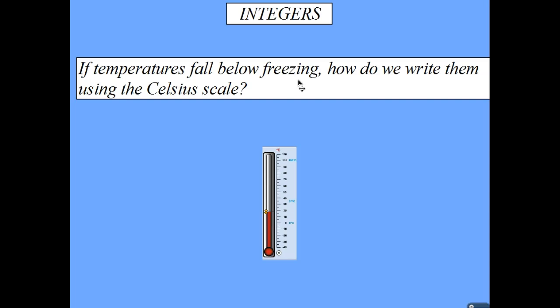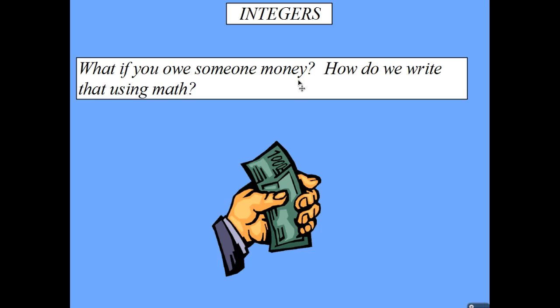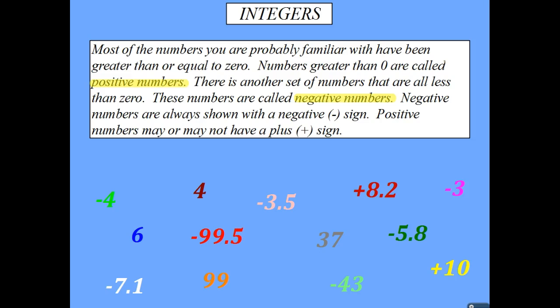A couple questions to think about. First, out there in the real world or outside of the classroom, and this applies to the Chicagoland area here: if temperatures fall below freezing, how do we write them using a Celsius scale? And in this case, how do we even write them in degrees Fahrenheit? You see a picture of a thermometer there, and think about that. And then what about if you owe someone money? How do we talk about owing money, and how do we write that using math? Because you can say it in words, but what does that look like when you actually write it down in math? Or how would you say it in the language of math?